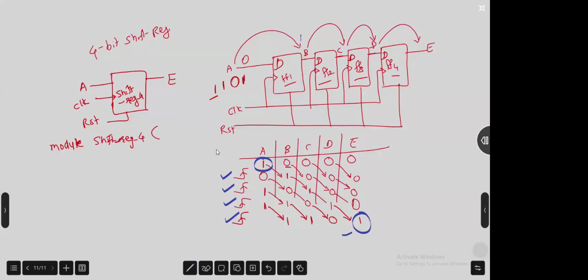Okay. Now how many inputs are there? There are 3 inputs. What are they? Input A, clock and reset. Okay. How many outputs are there? Yes, anyone? Output E.